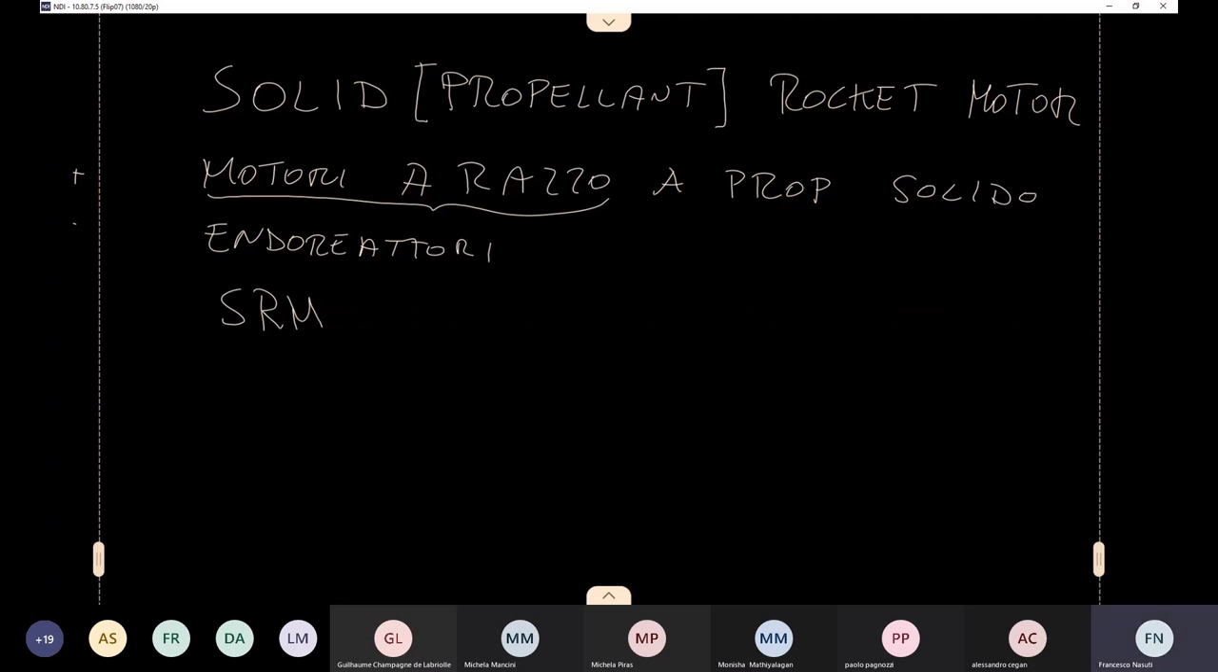That will of course become clear after the discussion of some of their properties, and also of some of the properties of liquid propellant rocket engines, which are the other family, the most common one used in our space engineering. So let's say also which are the applications.